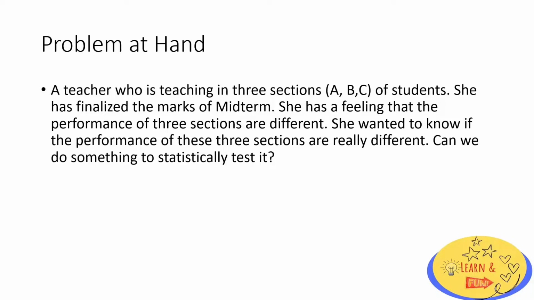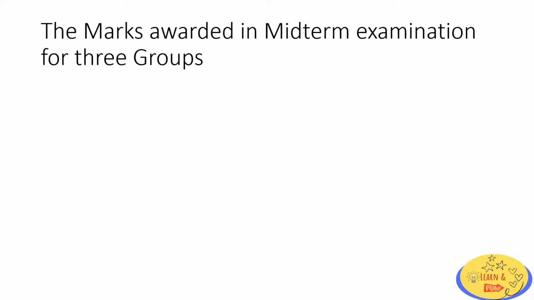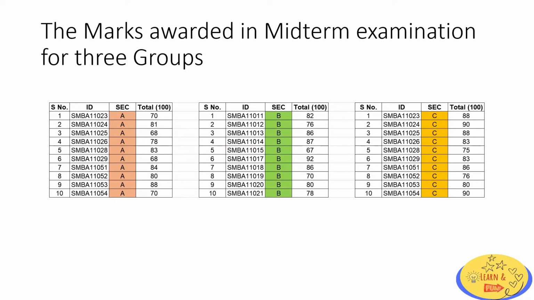Before I come to analysis of variance, let us see the marks awarded in the midterm examination for these three groups. This is out of 100, so you can see that there are different marks in these sections. Now, one way of understanding a series of observations is through its mean. Let's see the means of these three groups. The first group, section A, has a mean of 77, the second has a mean of 80, and the third has a mean of 84.